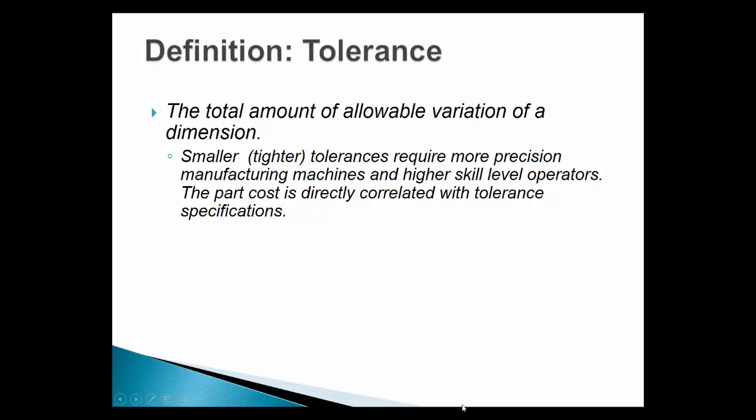The mathematical definition of tolerance is the upper limit minus the lower limit. Tolerance by definition will always be a positive number. You might have a negative deviation, but the tolerance will always be positive.